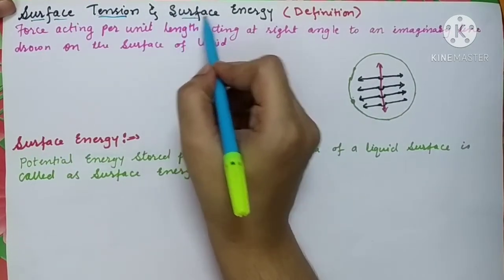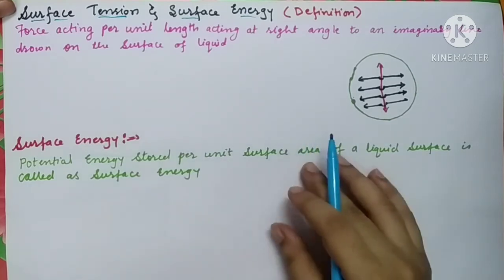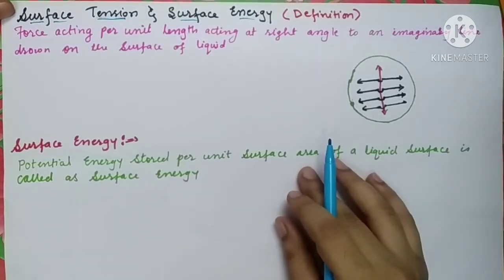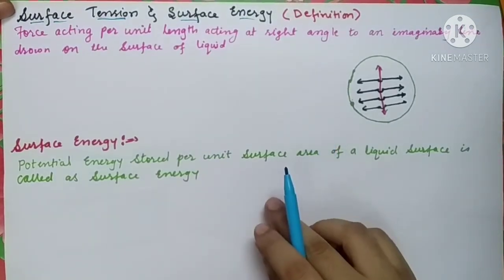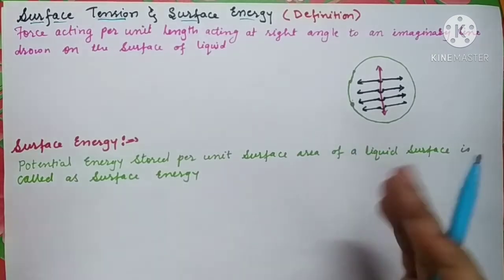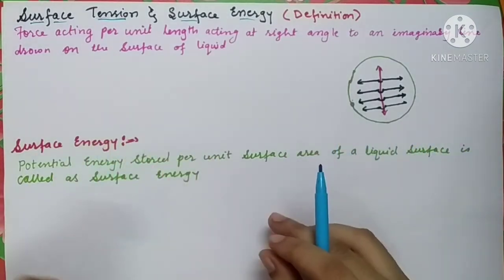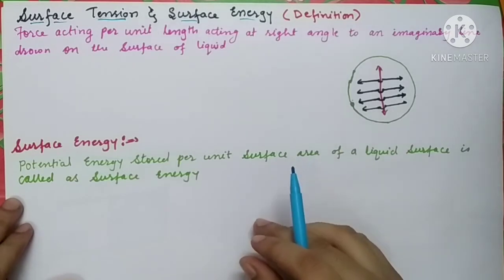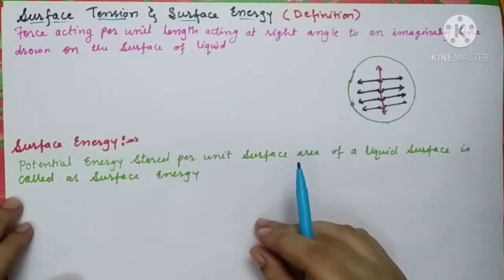Before that, we should know that this is the natural tendency of a liquid surface, that it will always minimize its surface area. It will always try to contract its surface area. That is why almost all the celestial objects in the universe, raindrops or liquid drops, are almost spherical in shape.